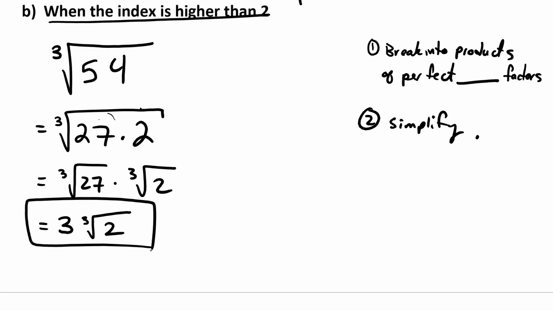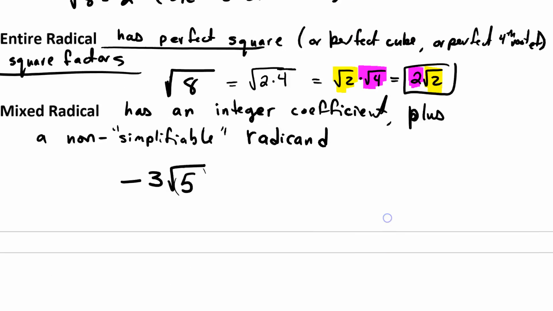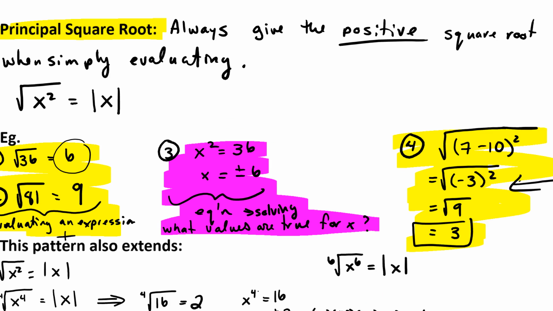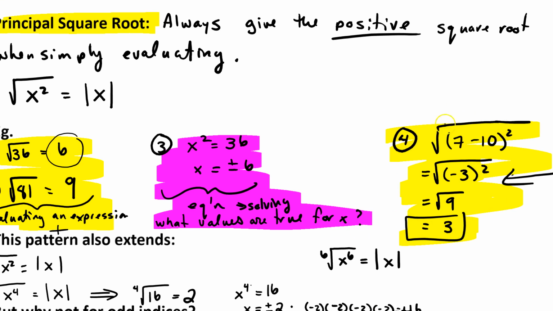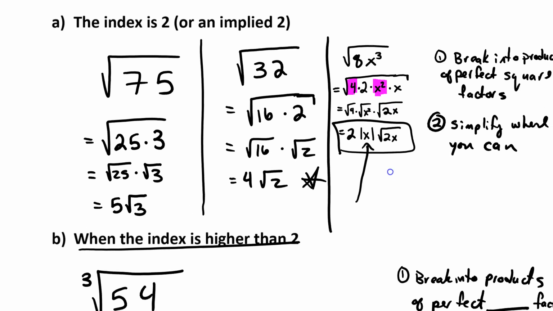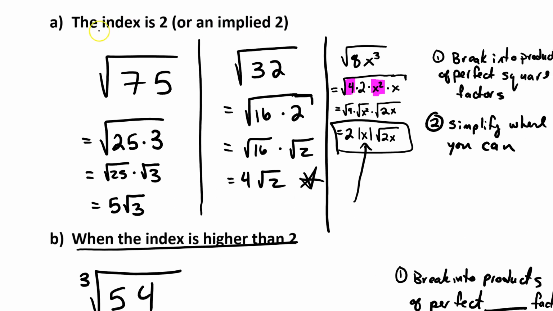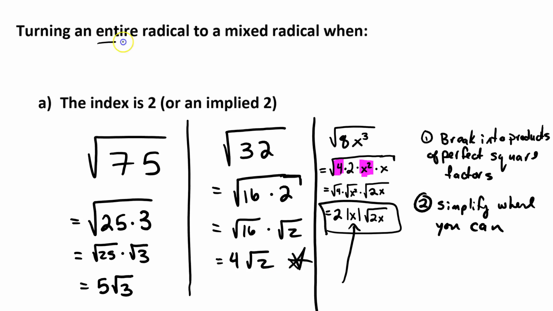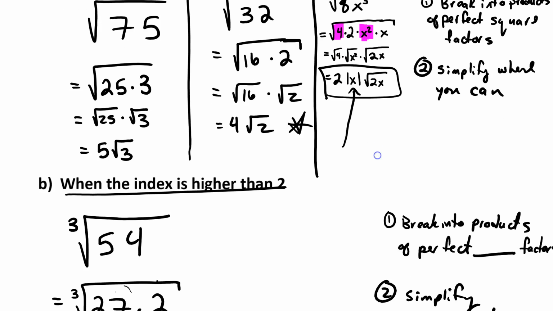So I've given you a few things to do. I've given you some textbook questions, so please refer to that sheet of paper that I gave you, letting you know where all the practice was. So I gave you some textbook questions that get you to practice the principal square root. And then I gave you 2 worksheets, some which are simplifying radicals when the index is 2, and then some of them are simplifying radicals and turning entire radicals into a mixed radical when the index is higher than 2. So have fun!